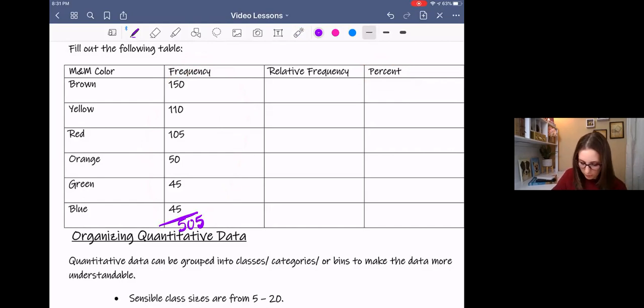Then your relative frequency is going to be the small number over the large number.